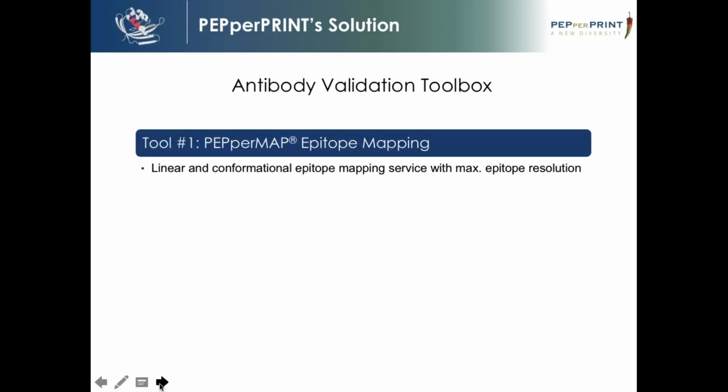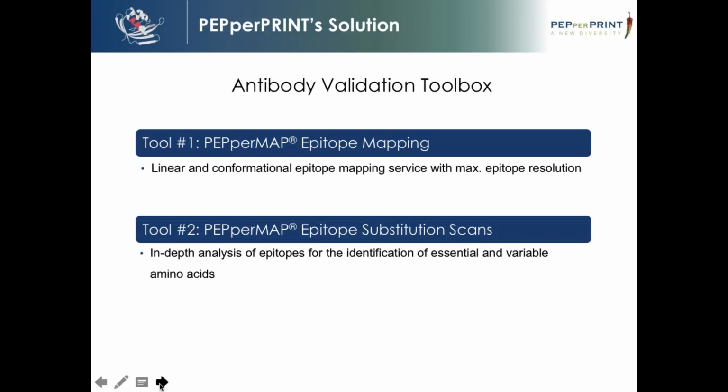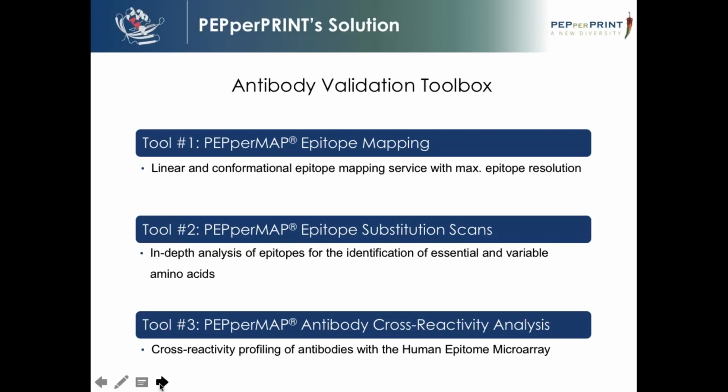It consists of 3 tools. First is our PEPperMap Epitope Mapping, which includes linear and conformational mapping services. Second, the PEPperMap Epitope Substitution Scans, which allow identification of essential and variable amino acids. And finally, our PEPperMap Antibody Cross-Reactivity Analysis, which is made possible through our development of our Human Epitome Microarray.